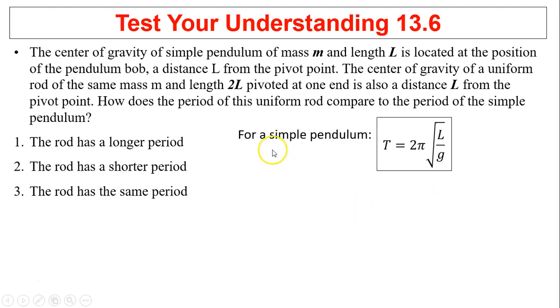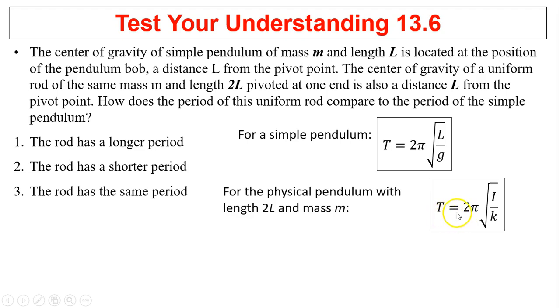So again, let's take a look. For a simple pendulum, T equals 2 pi times the square root of L over g. For a physical pendulum, we have T equals 2 pi times the square root of I over kappa, right? Now I equals 1/3 m times (2l) squared, because that's the length of the rod. So that gives us 4/3 ml squared. We know kappa equals mgl, the force times the distance, right? So we plug it in.